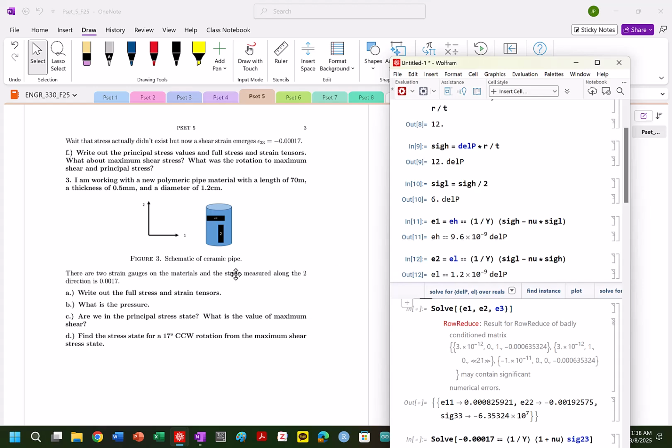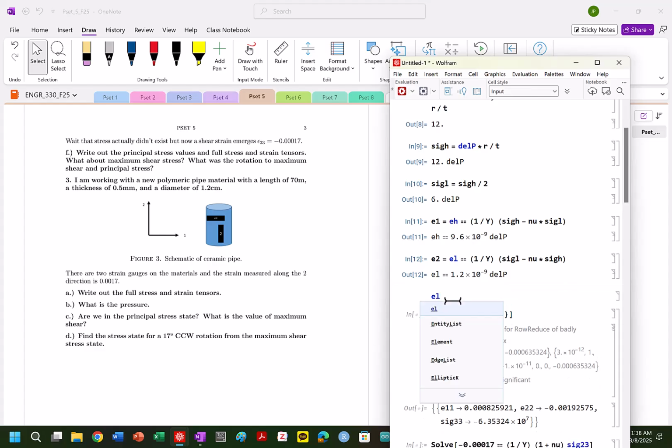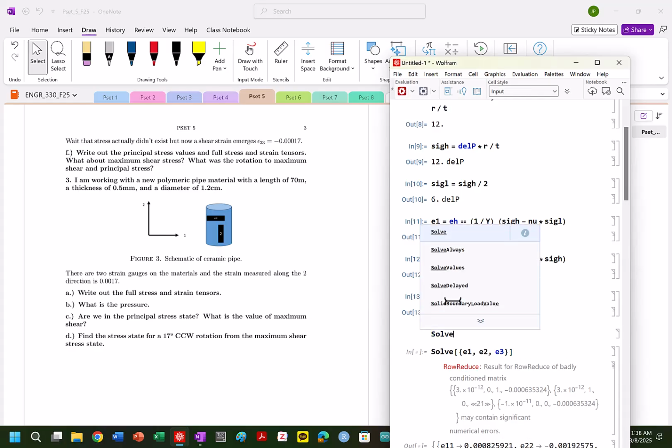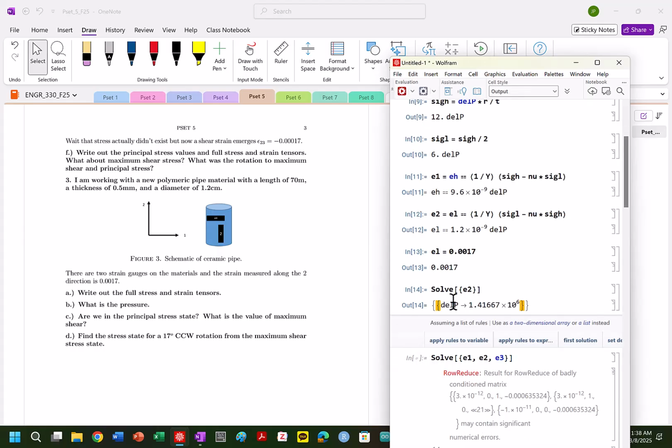2 strain gauges of the material, strain measured along the 2 direction. So basically along the long direction. So that basically means that EL equals 0.0017. So right at the full stress strain sensors. So now actually I can solve. So I can say solve E2. Because now that I have EL, I just have to solve for del P. So del P gives me that.